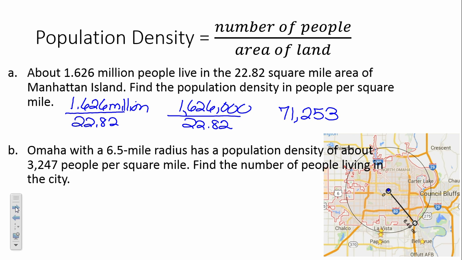Okay. Now let's look at Omaha. Population density of Omaha is much, much less, right? We only have 3,247 people per square mile. Not nearly as densely populated, right? So we're trying to figure out how many people are living in the city of Omaha based on the fact that from the city center, there is a circular area with a radius of 6.5 miles.